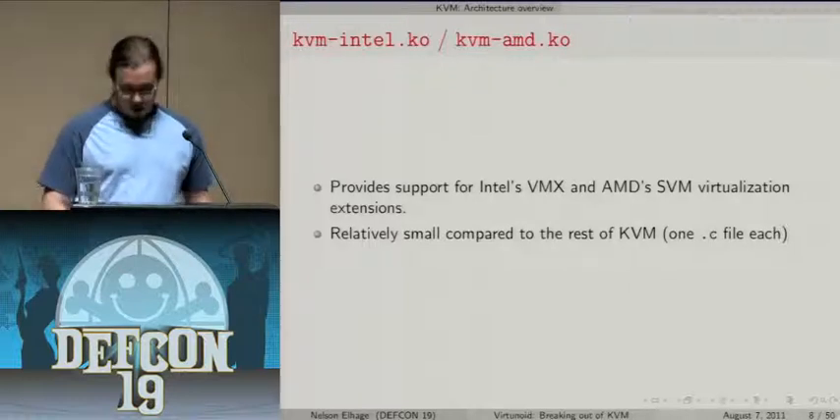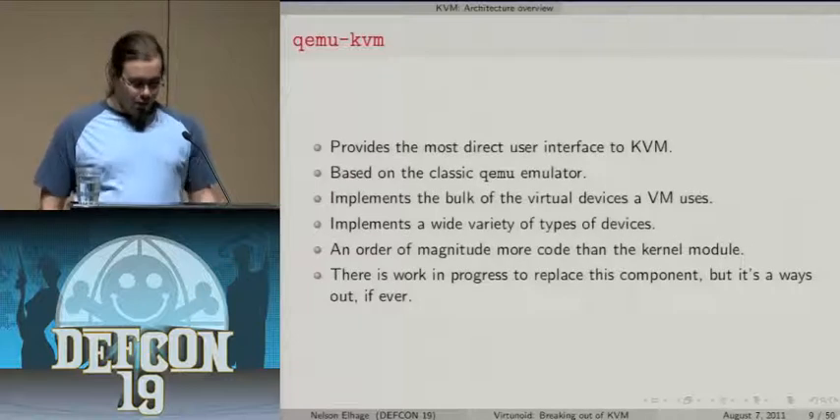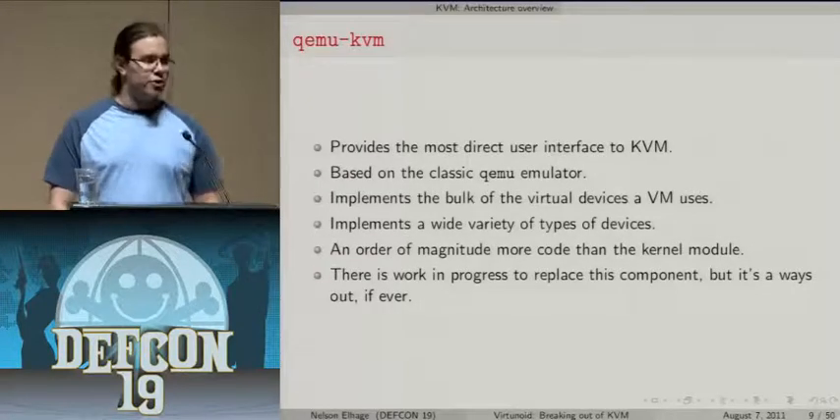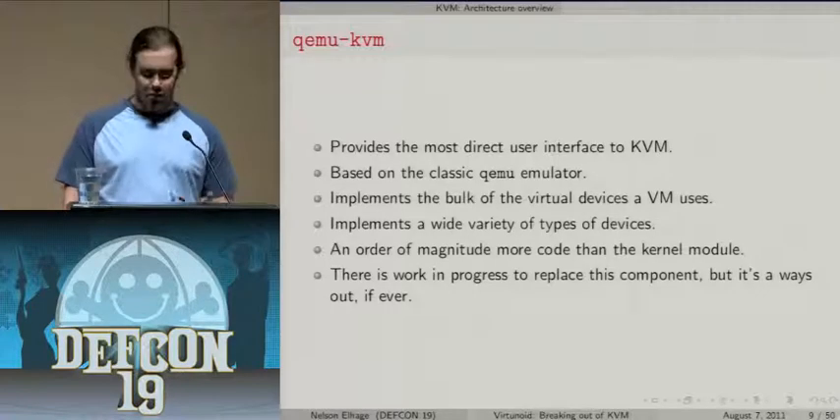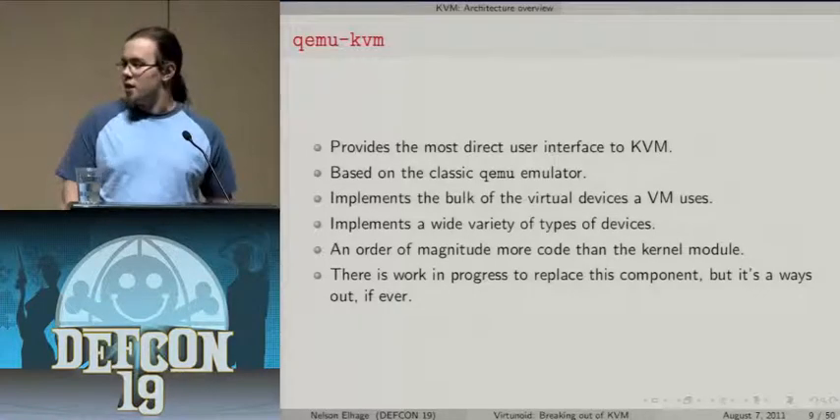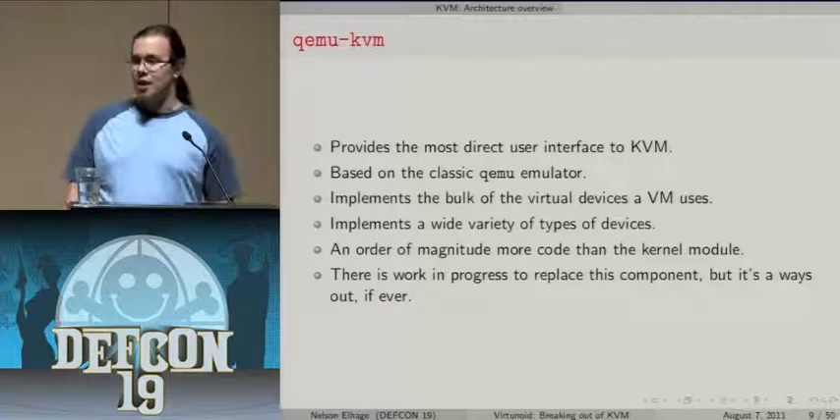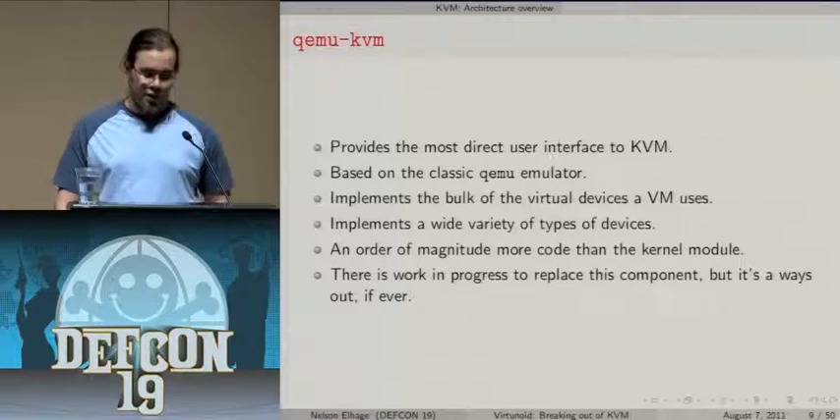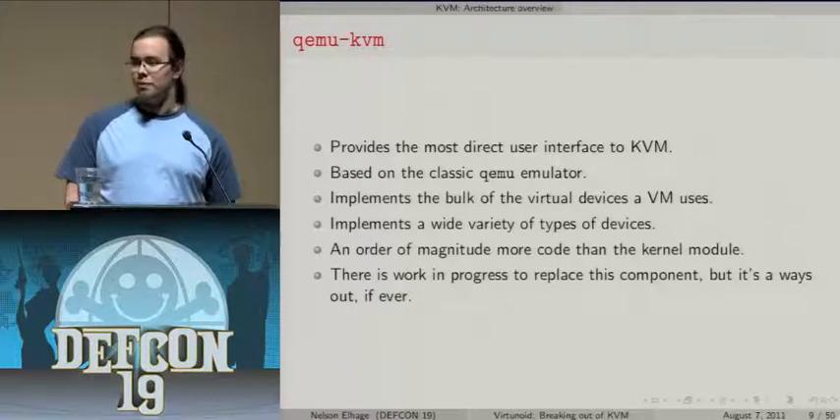KVM Intel and KVM AMD are the other half, really less than half of the kernel component here. They just provide the glue code for communicating with the hardware virtualization extensions. It's, more or less, you take those 4 chapters or whatever from the Intel manuals and implement the software half of that, and you get these. And they're relatively small. They're 1 C file, 4,000 lines or so each, which compared to any of the other components is tiny.